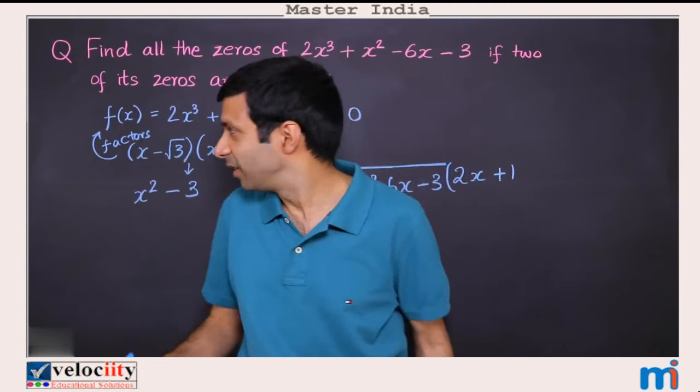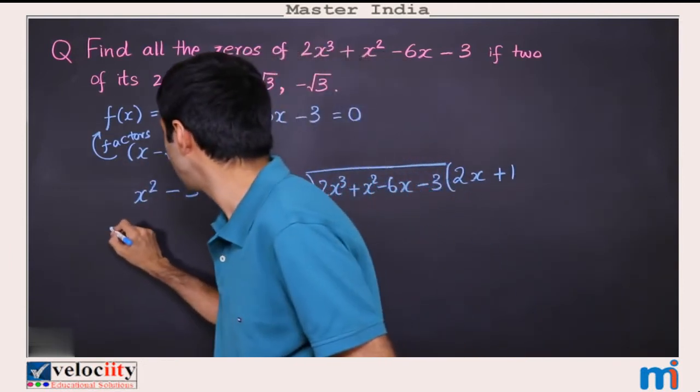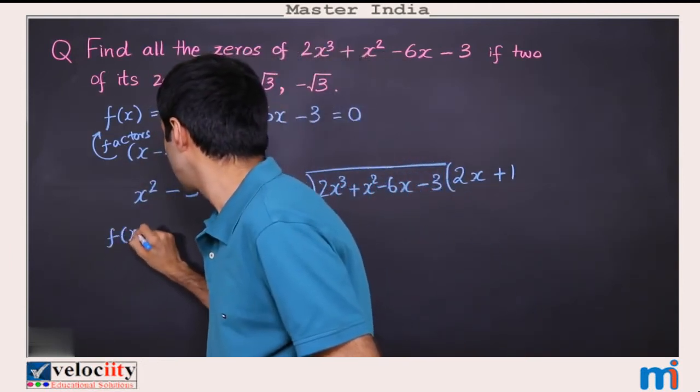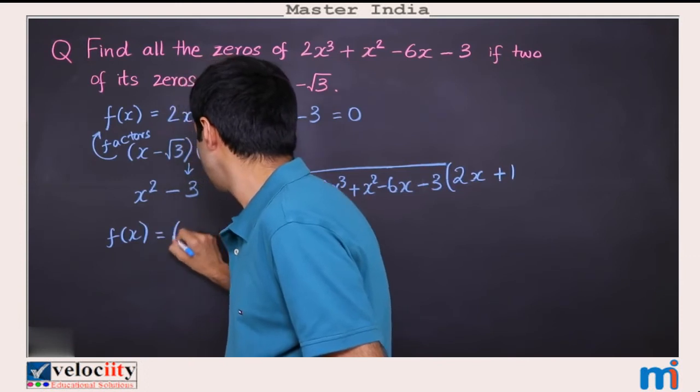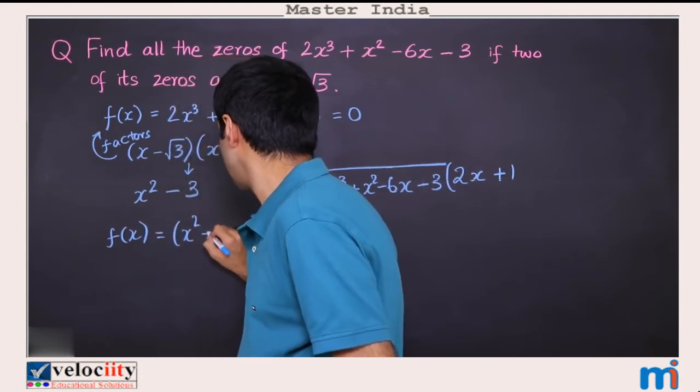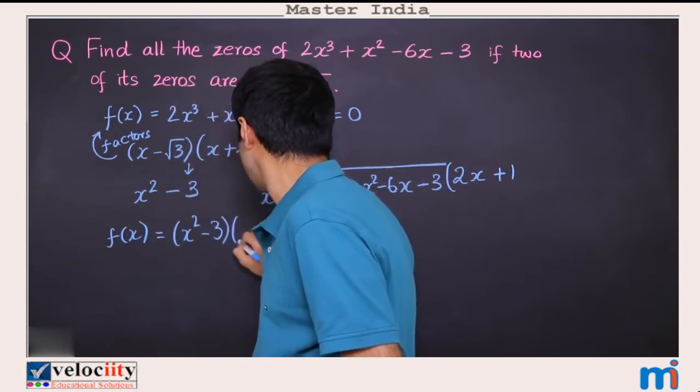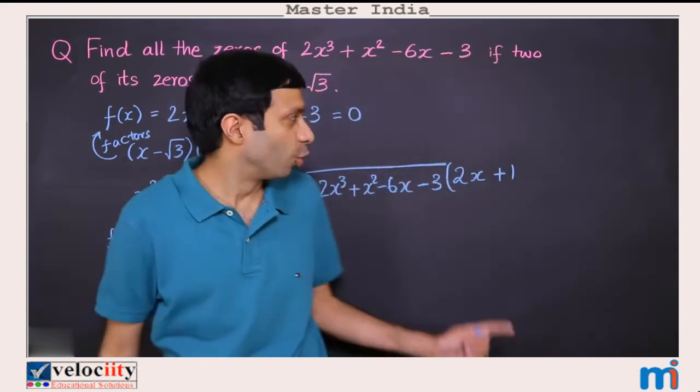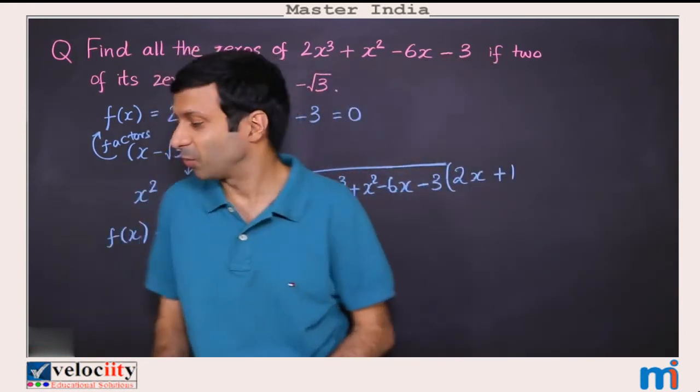This means we can write this polynomial fx as fx equals x square minus 3 multiplied by our quotient here, which is 2x plus 1.